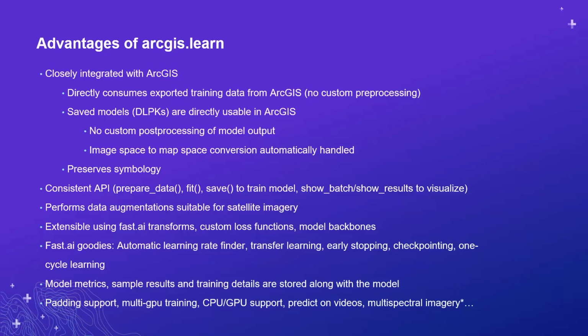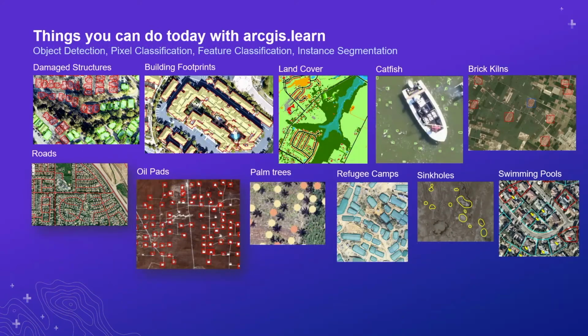And because it's built on top of Fast AI and PyTorch, which are popular deep learning libraries, it leverages the latest research in deep learning to train very accurate models using very simple code. There are a lot of enhancements and goodies that we've added on top of it to make it sweeter for use. And here are some of the things that you can do today with ArcGIS Learn. This slide shows a sprinkling of the different variety of projects that we've accomplished using ArcGIS Learn. It's best seen through a demo, so let's do that now.